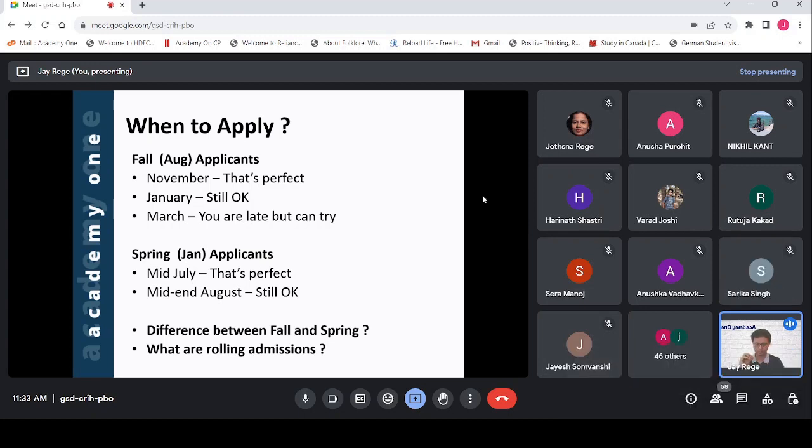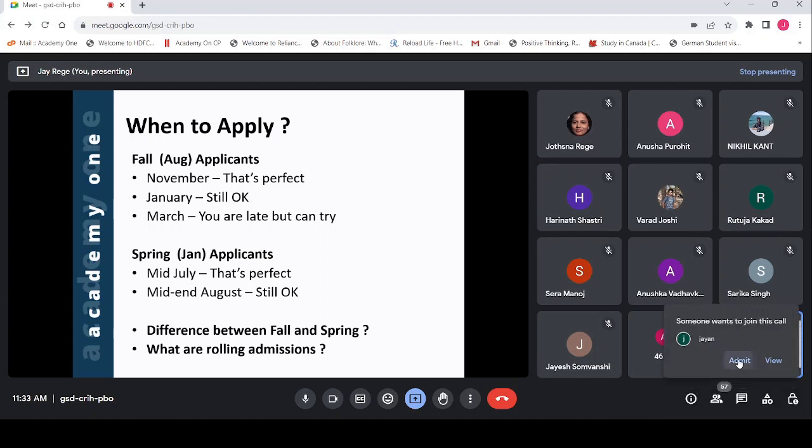So what happens in a priority deadline is that when you apply in the priority deadline, there is a higher chance of you getting an admit compared to applying in the regular round or the second round of admission, provided your profile is the same. So what I would suggest is, if you are applying to a university that has a priority deadline or a rolling admission, then apply early or try to meet the priority deadline.